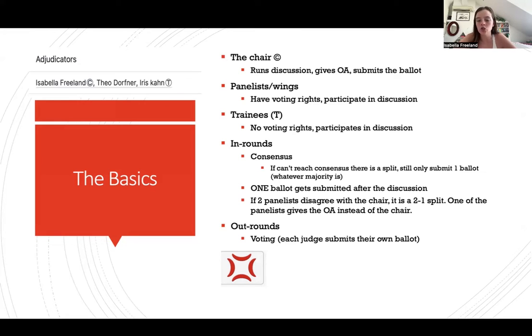Trainees, on the other hand, don't have voting rights. So even if the trainee disagrees with the decision of the panelists and the chair, they can't be someone that splits, that has any role. However, they still participate in the discussion, obviously.